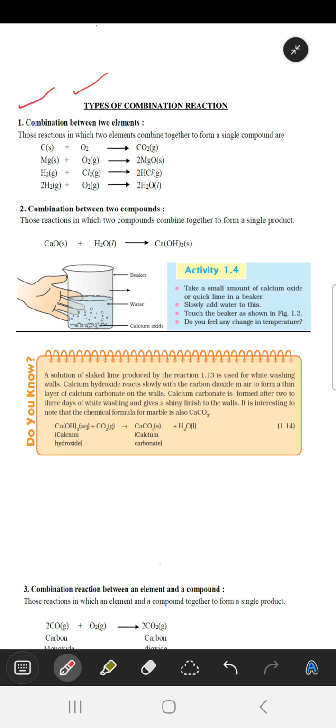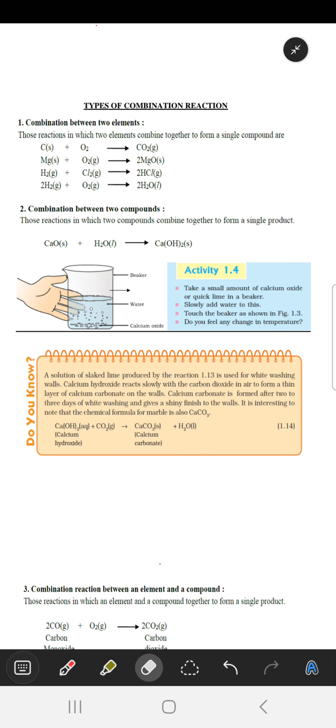The first type is the combination between two elements. Those reactions in which two elements combine together to form a single product are the combination reactions between two elements. For example, when hydrogen reacts with oxygen, what we get is water. Here hydrogen and oxygen are the elements and we get a single compound as the output.